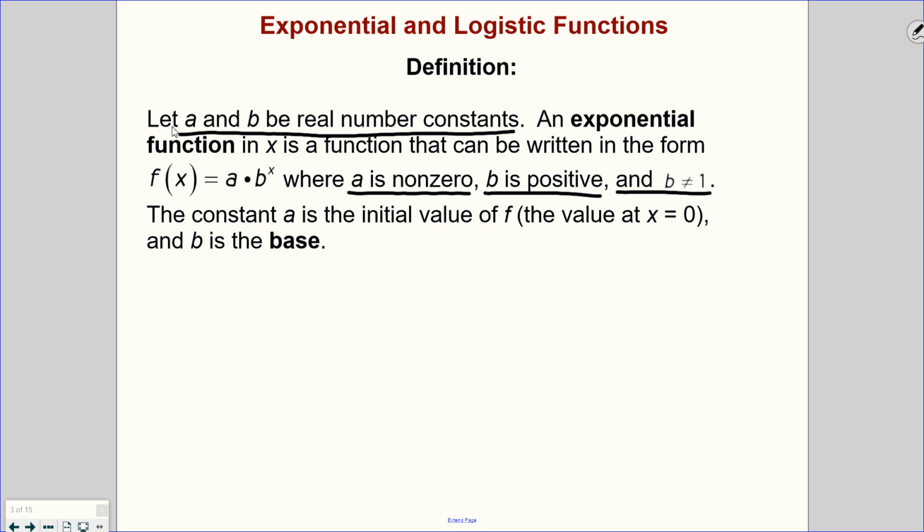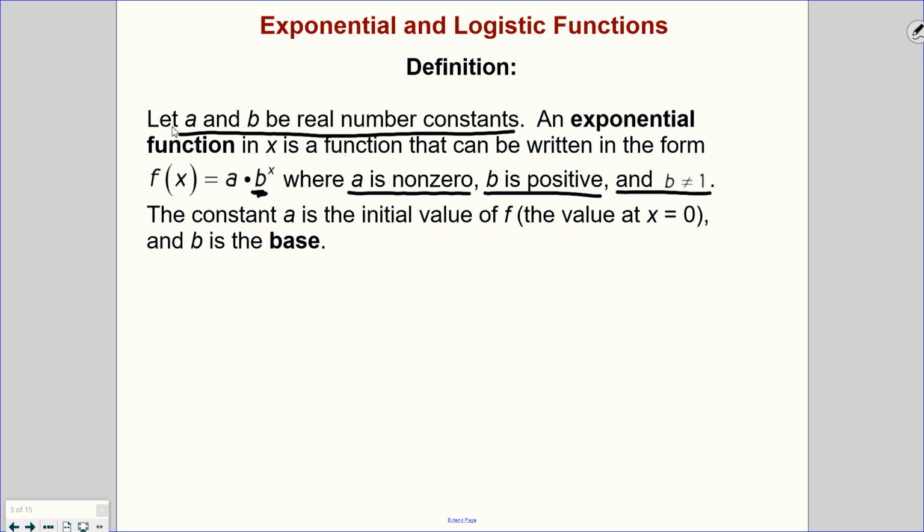Then we can have variations of exponential functions with different transformations like we've talked about, shifted right or left or flipped over, things like that. But when we say an exponential function, we do mean that the base is positive and not equal to 1. So the base b here is positive and not equal to 1. And the constant a is the initial value. This is what happens when you plug in 0, and b is called the base.